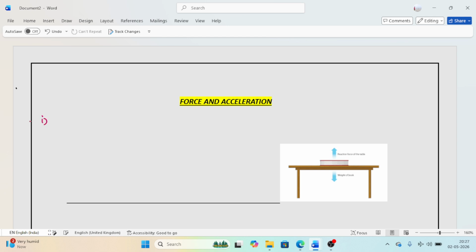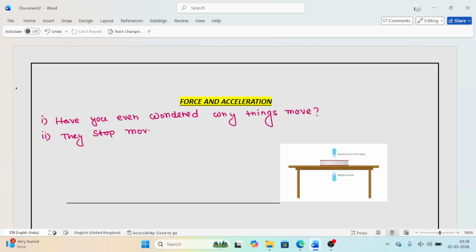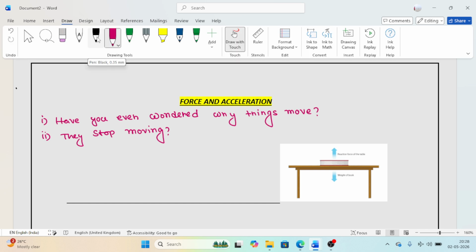So first one, have you ever wondered why things move? Or another way, this is also an important question, why they stop moving. So these two questions come into mind before you study. So you understand the answer to this question. Let's look at the basics.